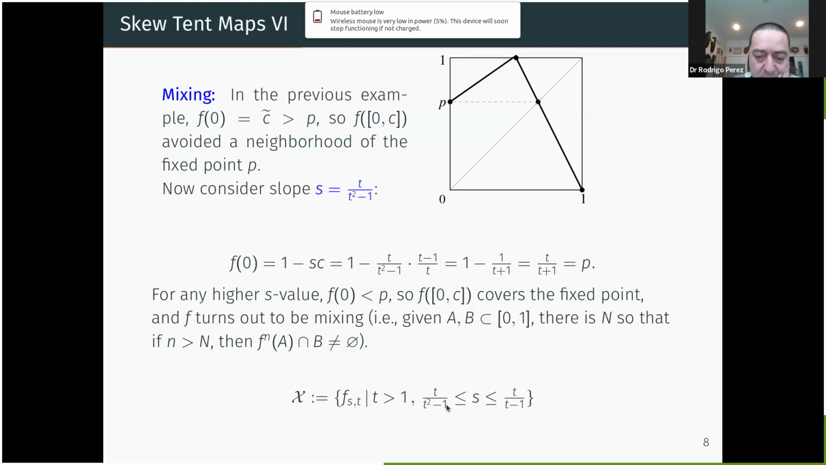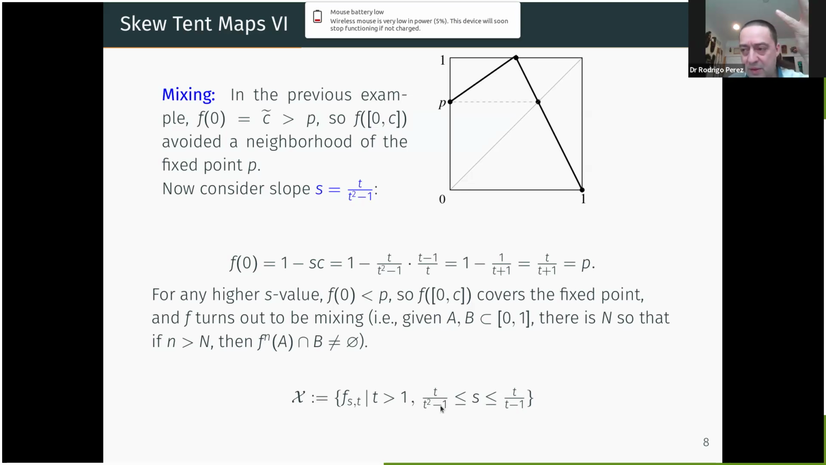So the mixing condition requires this. Again, one of those places where the formulas may seem confusing. This condition here is exactly what I'm asking, so that the image of 0 lies lower than P. That makes the map mixing, but I'm also requiring that S is larger than 1 for the condition that the map is expanding. Now, this looks like it's smaller than 1, so that condition would be empty. This is larger than 1 when T is less than the golden ratio.